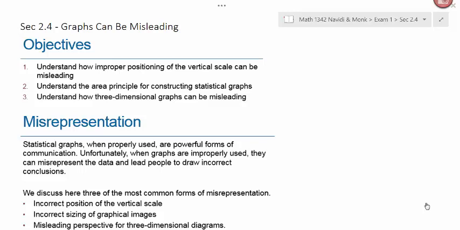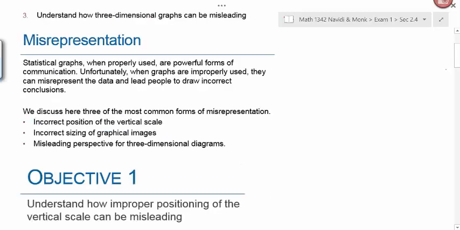Section 2.4 is graphs that can be misleading. The objective here is to understand how improper positioning of the vertical scale can be misleading, understand the area principle for constructing statistical graphs, and understand how three-dimensional graphs can be misleading.